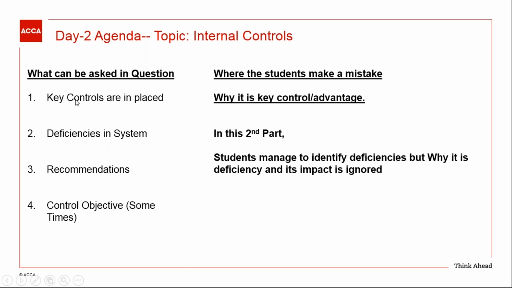So what are the mistakes students make in the exams? For key controls in place, students may forget to mention why it is a key control or its advantage. For deficiency in system and recommendation, students manage to identify deficiencies, but why it is a deficiency and its impact is ignored. This is all about the mistakes. You can take a snapshot as well. These are the mistakes we need to improve in this session.